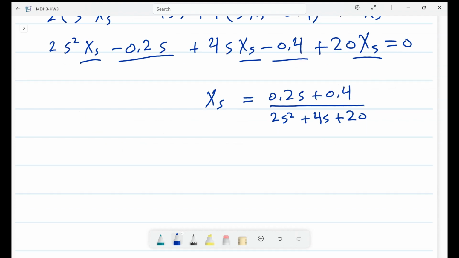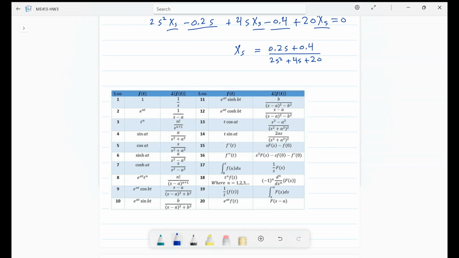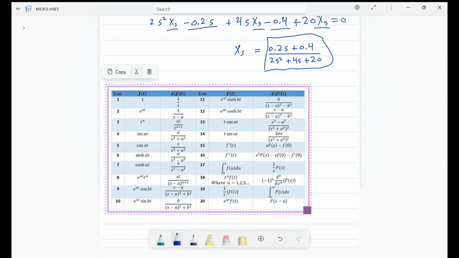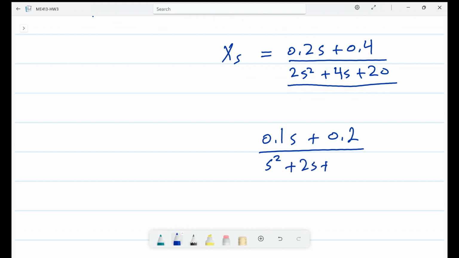Now we need to convert it using inverse Laplace and the Laplace table to find x of t. As you remember, we have our Laplace table, but we don't have any form that is available directly in this table. There are small similarities, but we need to do a little bit of work to find our x of t. So first we will take 2 as a common factor and divide it over this one. So we'll have 0.2 s plus 0.4 over s squared plus 2s plus 10, with the 2 taken out.